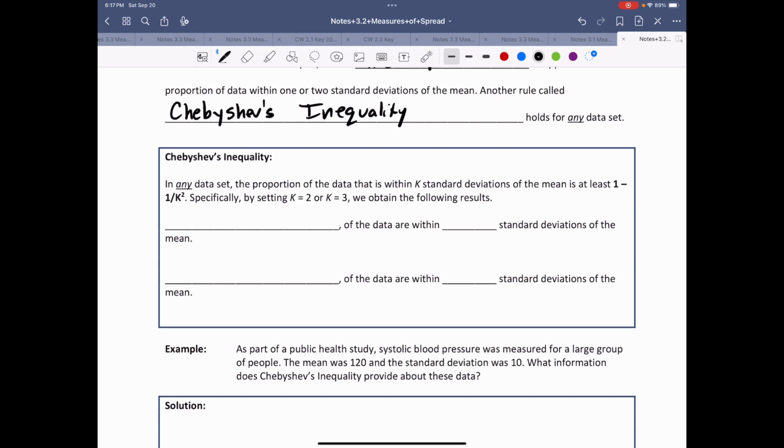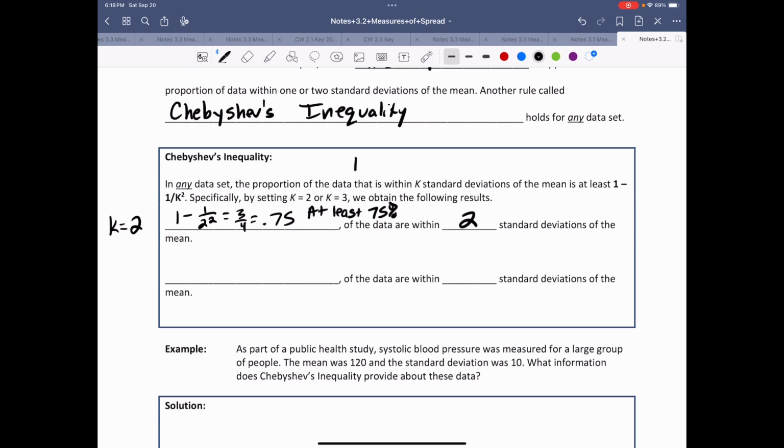In any data set, doesn't matter the shape, the proportion of the data that is within k standard deviations of the mean is at least 1 minus 1 over k squared. Specifically, if I set k equal to 2, I'm going to do 1 minus 1 over 2 squared. And I would type that on the calculator just like that. It's 1 minus a fourth, it's 3/4, or 0.75. And what that's telling you is at least 75% of the data are within 2 standard deviations of the mean.